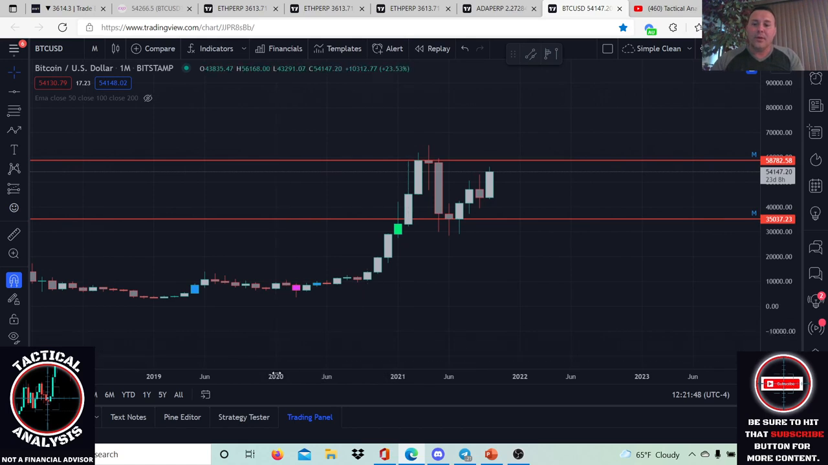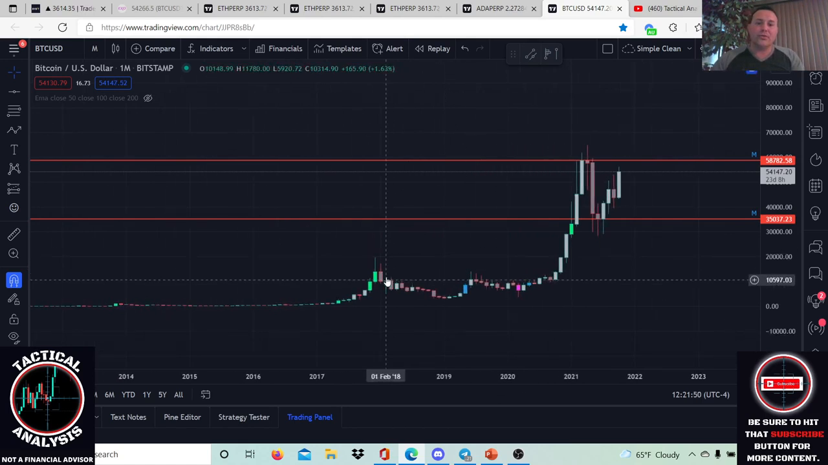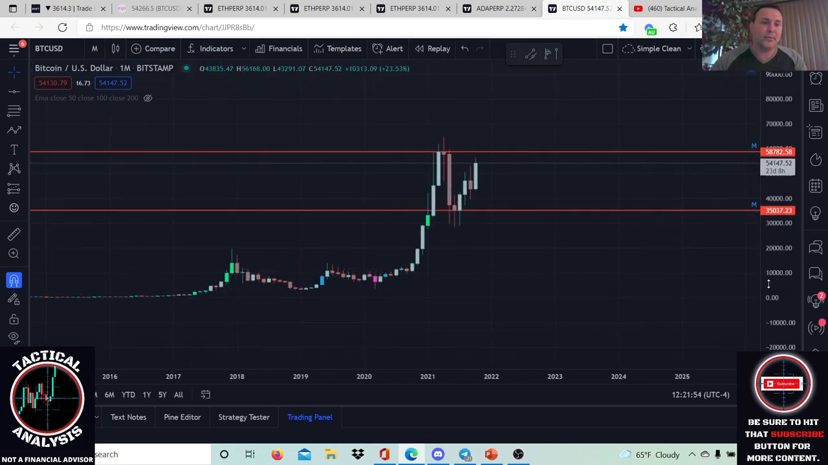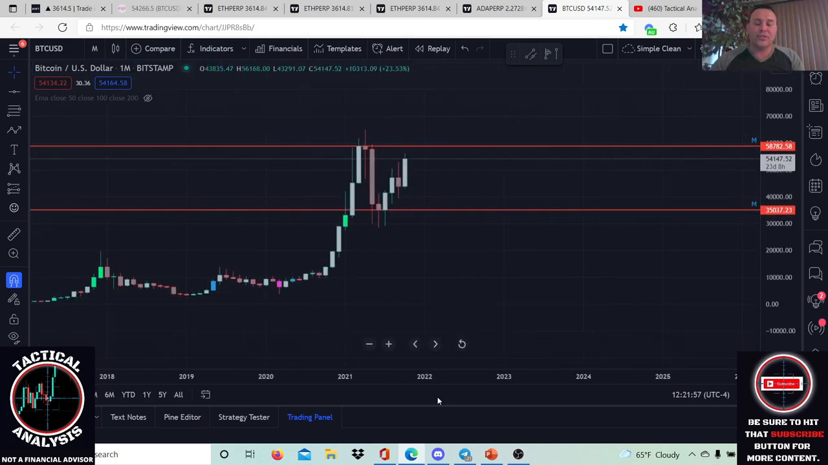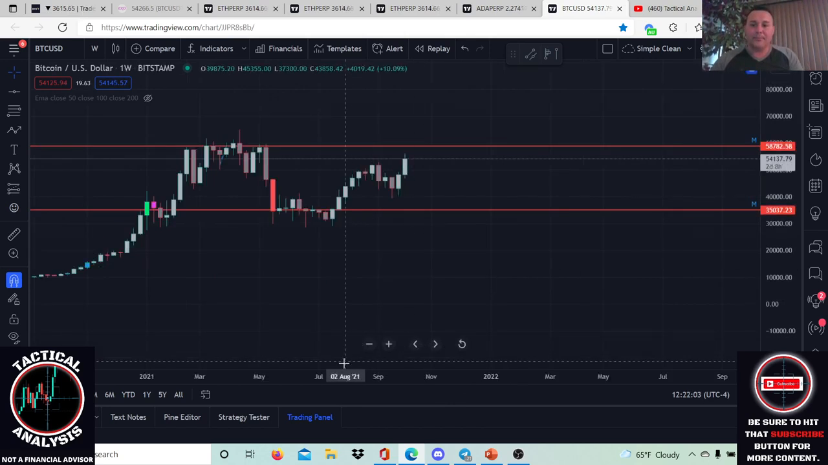Okay, so that's the most recent ones. You could also mark ones back here, however you want. But for demonstration purposes, we'll do the recent price action. Okay, that's the monthly. Then you go down to the 1 weekly, 1W. Go to the weekly time frame.